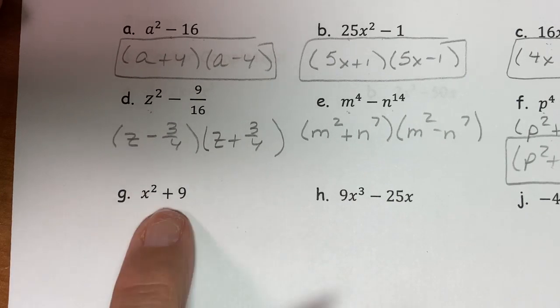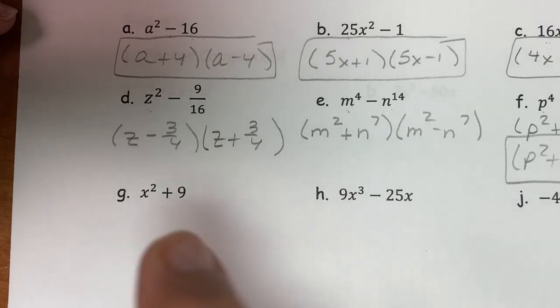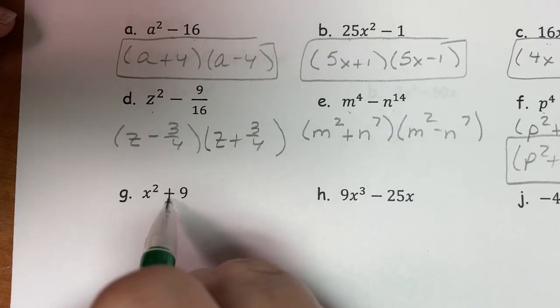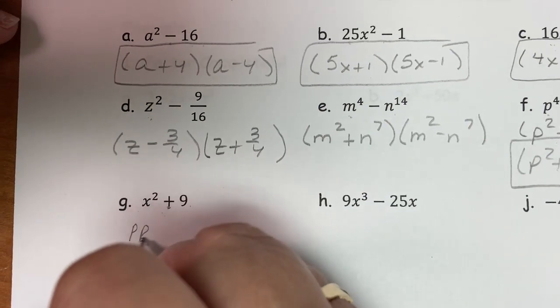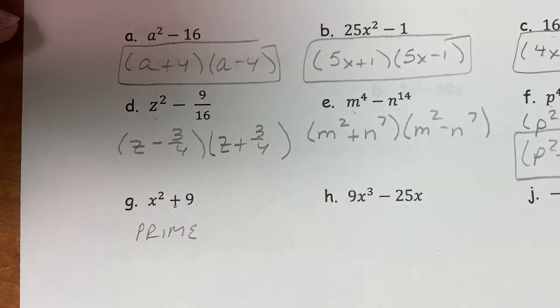Speaking of tricky, can I factor this? I cannot, because it is not a difference of two squares. It's a sum. So we would write prime for this one.